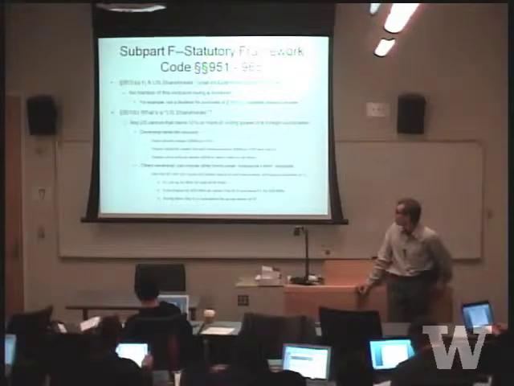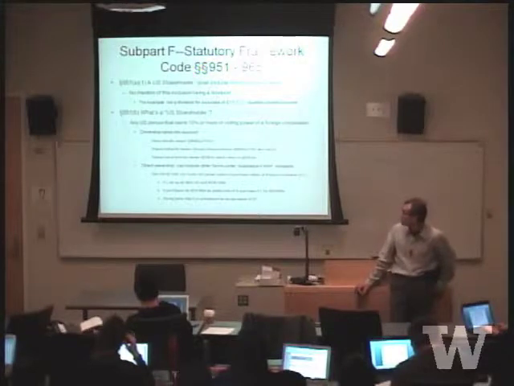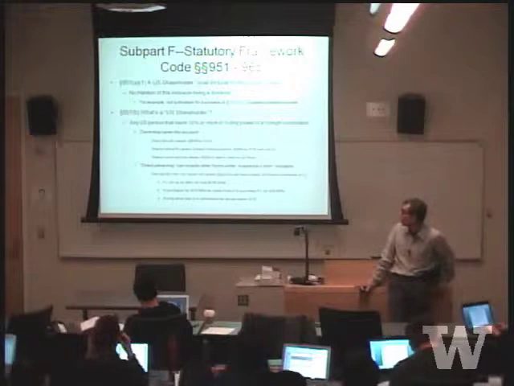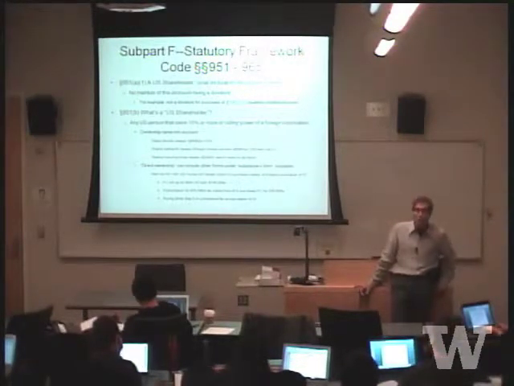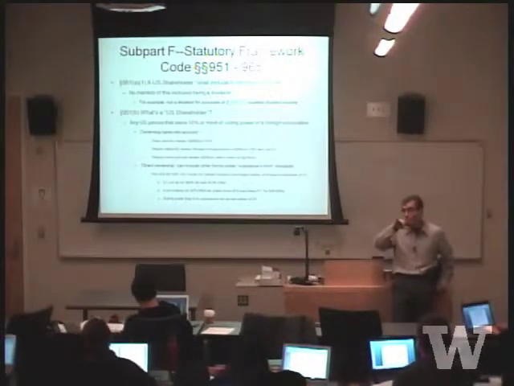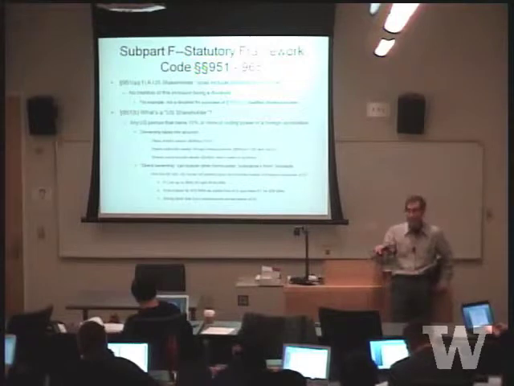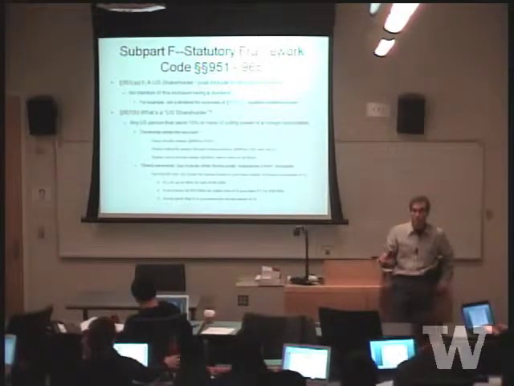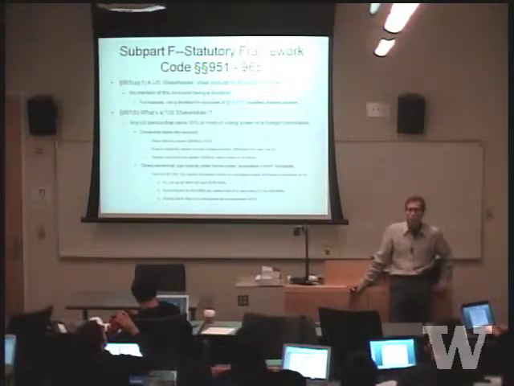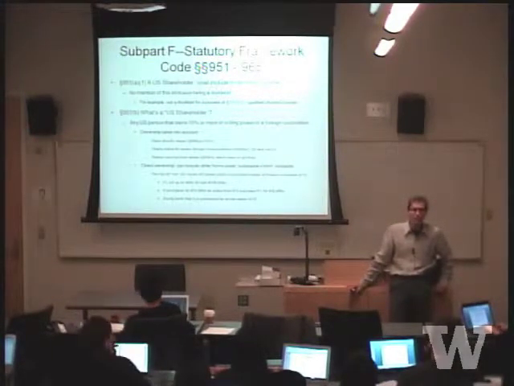One thing, we start out, as I've said before, with 951A1. I'm sorry, 951A1, which includes both A1A and A1B, the Subpart F inclusion, and the investment in U.S. property inclusion. Now, notice that those are always referred to as inclusions in income. They are not referred to as dividends.